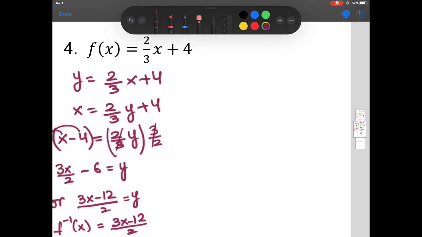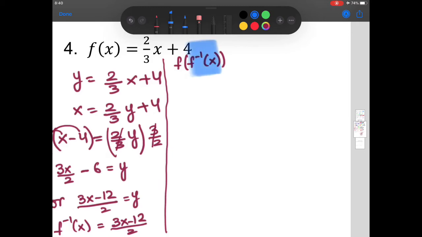Now we want to do f of f inverse of x, right? So I'm just going to draw a line here so that we know that's a division. What I'm trying to do is substitute the inside with what I found. So f of f inverse of x was 3x minus 12 over 2. It won't be right or wrong if you used either 3x minus 12 over 2 or 3x over 2 minus 6. They're both right. One is simplified, the other one wasn't.